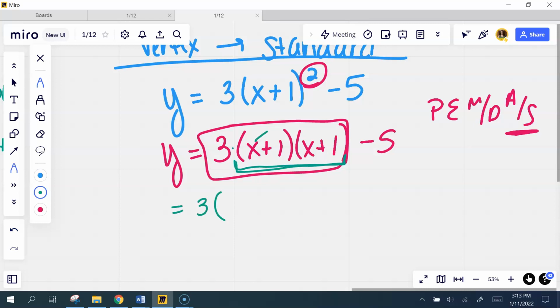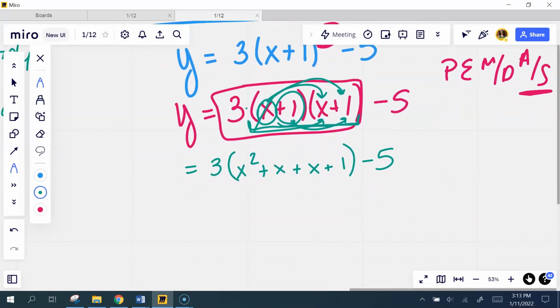So I have 3 times, and I'm just going to distribute through here. Remember that first term goes to everybody. X times x is, of course, x squared. And x times 1 is x. I'm done with that one, so cross it out, and I'm going to move on to the 1. 1 times x is x, and 1 times 1 is 1. That minus 5 is still hanging around outside there. Don't forget to bring it down as you continue.